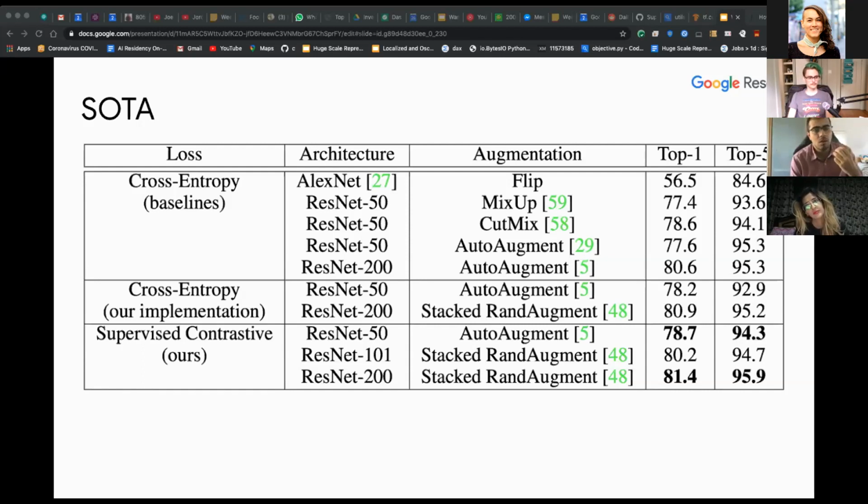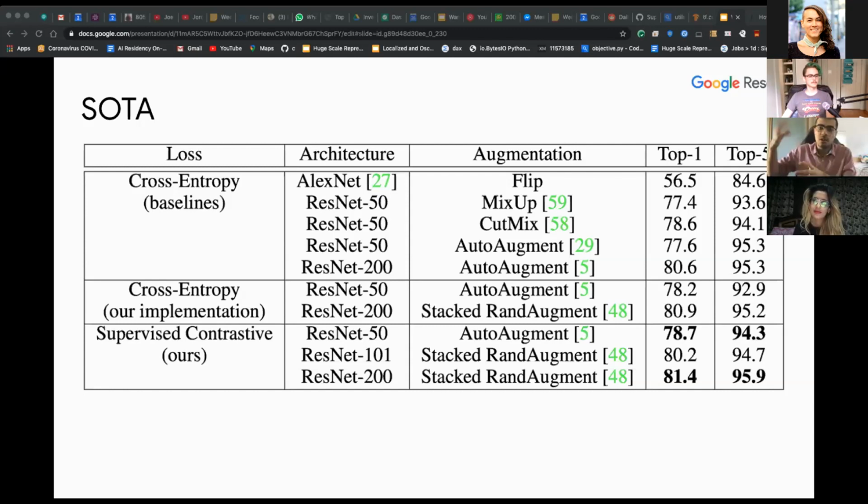Then what we did with stacked rand augment was, and this was Longlong's contribution, he figured out that if you take Gaussian blur and color jitters, before applying color jittering, you actually do a rand augment. So before you apply the color jitter, you do rand augment, then you do a color jitter, and then you do a Gaussian blur, right?